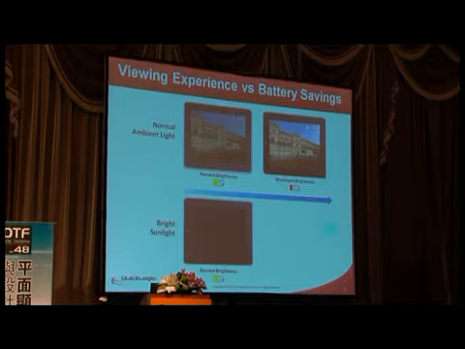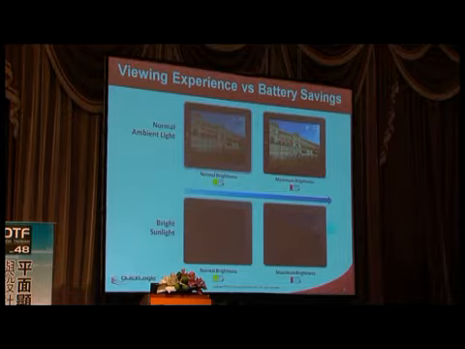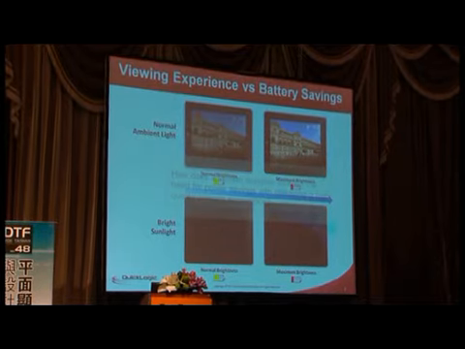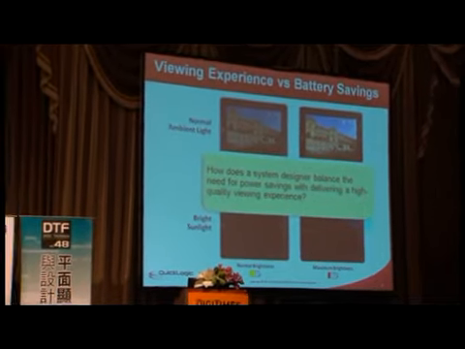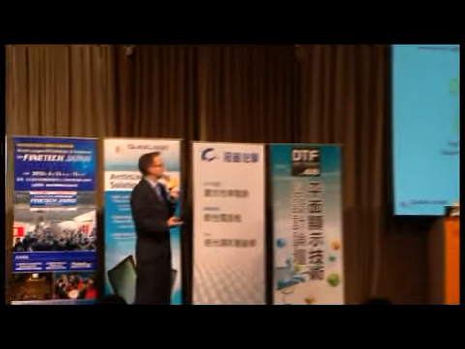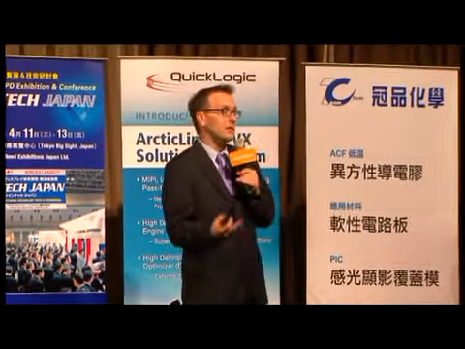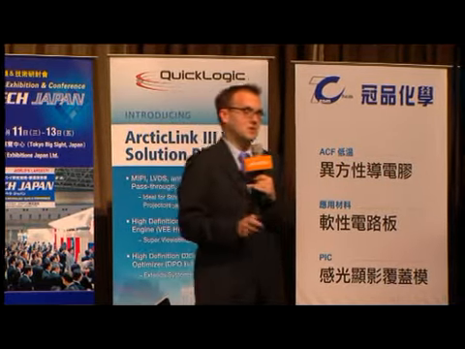If you set your smartphone at 60% brightness and you go outside on a sunny day like today, or maybe tomorrow, at your normal brightness, you're not going to see anything on your display. If you gain up the brightness all the way to maximum, you'll still be able to see some content on your display, but you're not going to be able to see everything. So this leads to the question, how does a system designer balance the need for power savings with delivering a high-quality viewing experience? And I promise you I'll answer that question in just a few slides.